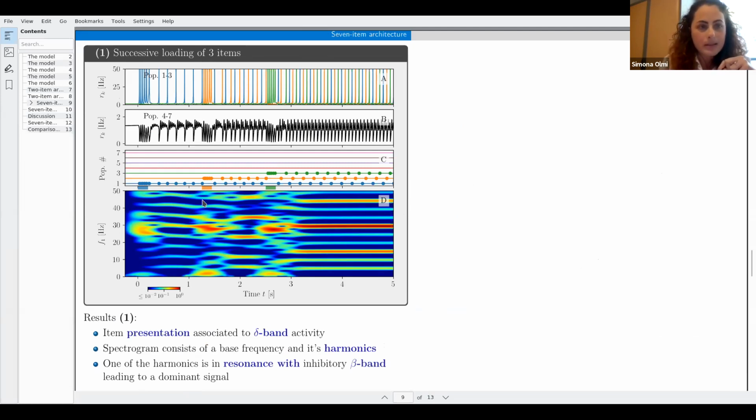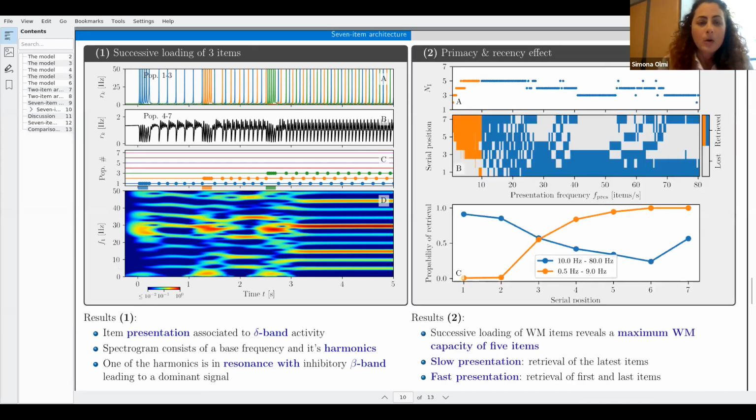In this case, if we present successive items to successive populations, we obtain some delta activity related to the moment where we load the dynamics. But looking at the spectrogram, we see that there is a dominant signal due to the resonance between the delta activity and the beta band, due to the presence of the inhibition. Of course, here we have presented the items at a certain rate. You see the first item presented to the first population, the second item presented to the second population, and the third item presented to the third population.